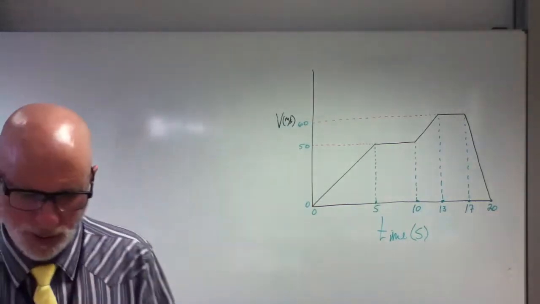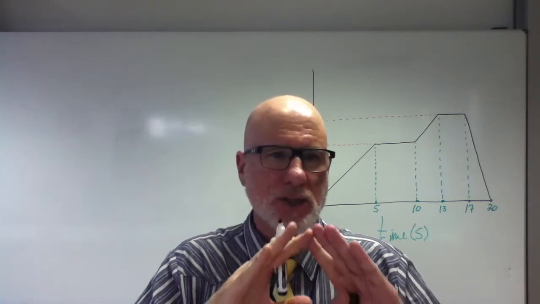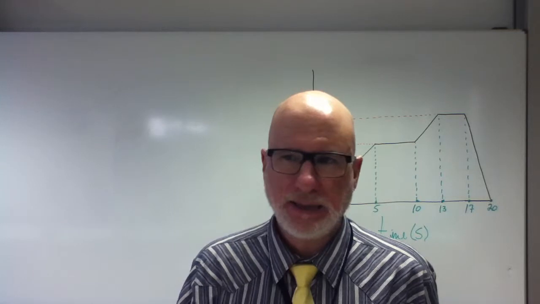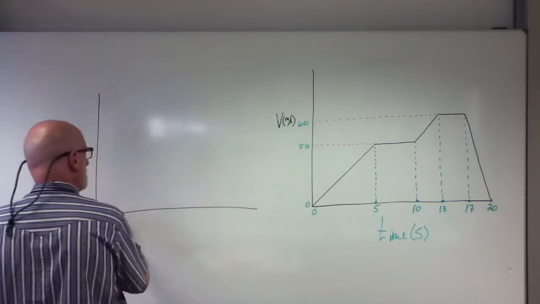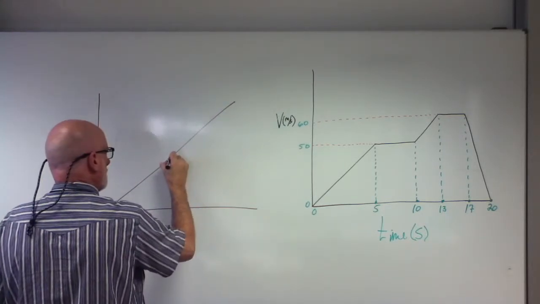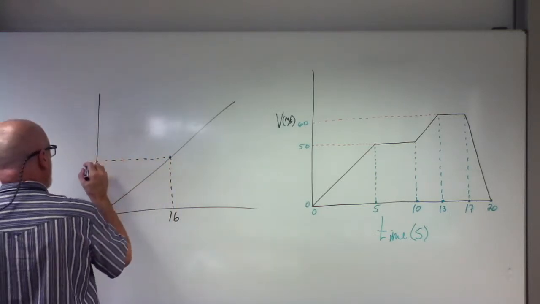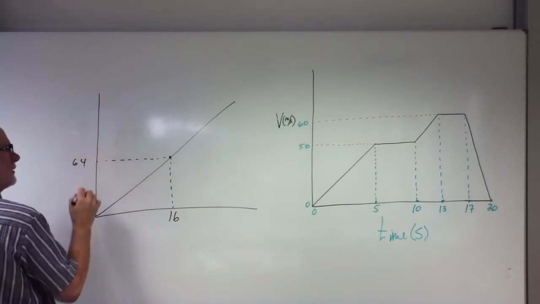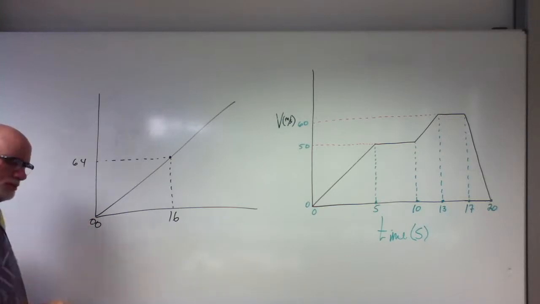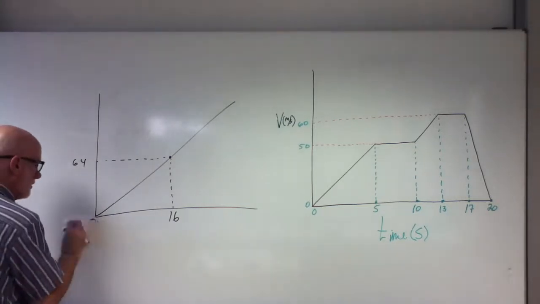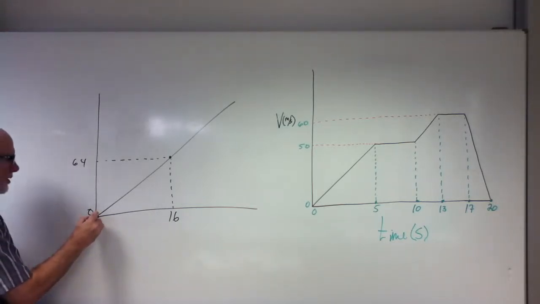Okay, let's do one more quickie. And all you have to do, we're not going to get really complicated now. We're just going to try to get the slope, and that's it. That's all we're going to do. We'll take a point here. We'll say that point is 16. We'll say that point is 64. This is 0 on the y, 0 on the x, 0 on the y, the origin.